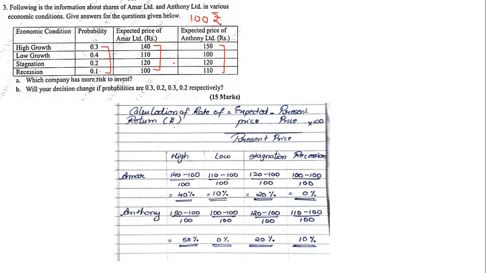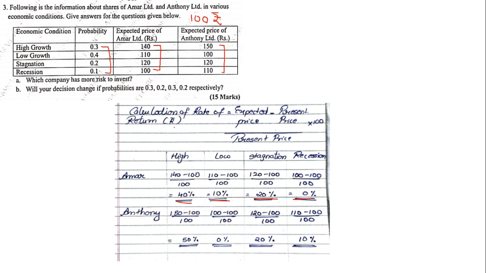So for Amar it will be 140 minus 100 upon 100, 110 minus 100 upon 100, 120 minus 100 upon 100, and 100 minus 100 upon 100. So we get the values as 40%, 10%, 20% and 0%. Note these rates down somewhere, because ahead we'll have to solve the sum with them. So 40, 10, 20 and 0.